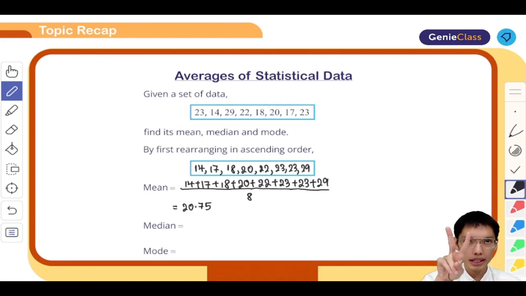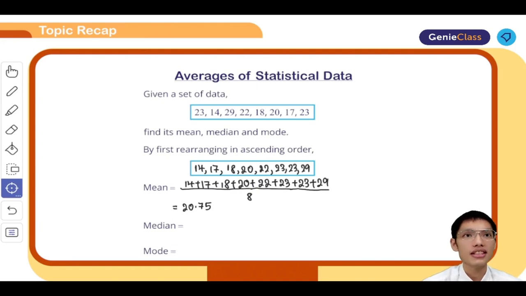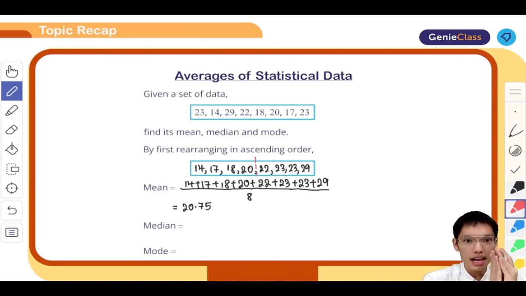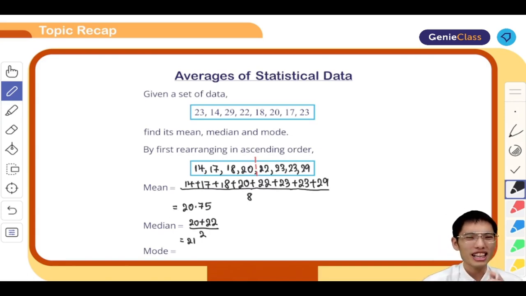Now, median, there are two ways: one, if it's odd data, one if it's even data. Very good, Chen Zheng. In this case, this is an even set of data. So, how do we do it? If you realize, median is the value in the middle. My middle data is here, but it cuts in between 20 and 22. So what we need to do is take the average of these two data values, which is 21. That's how we got it, and well done, Chen Zheng.